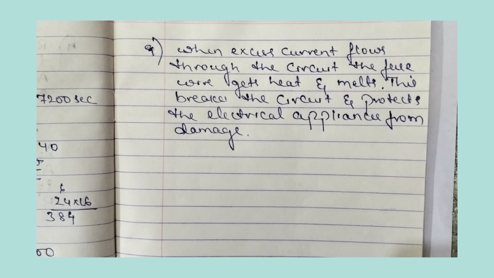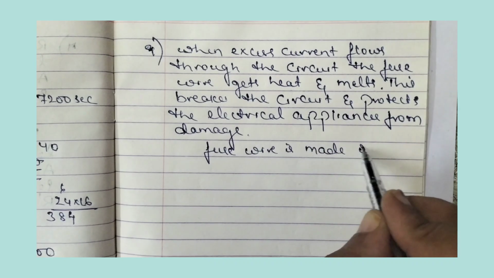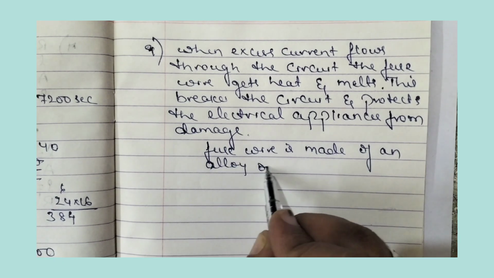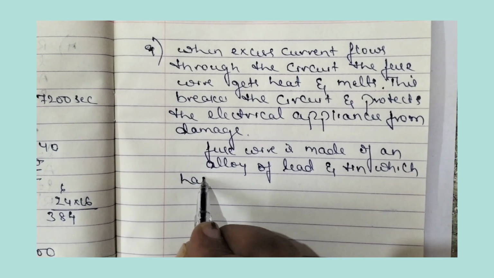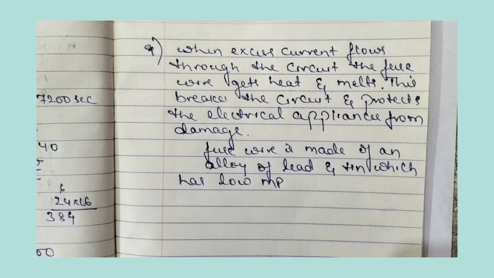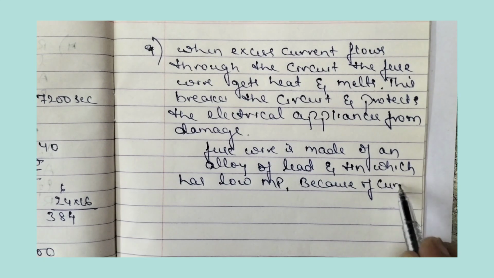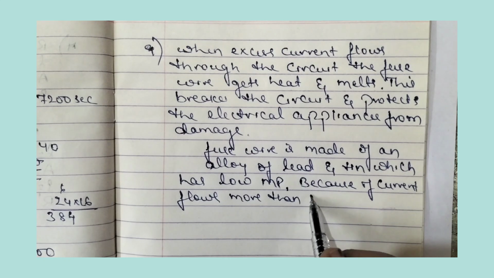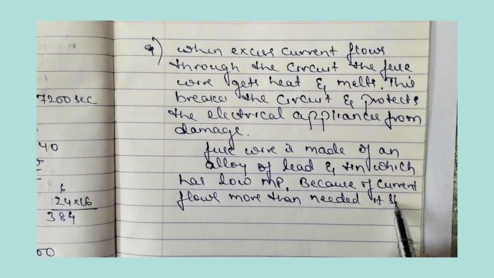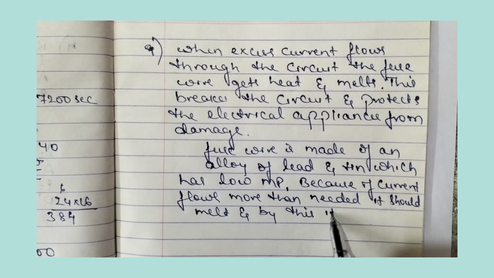Then what type of material is used for fuse? So fuse wire is made of an alloy of lead and tin, which has a low melting point, because if current flows more than needed, it should melt, and by this it should break the circuit.